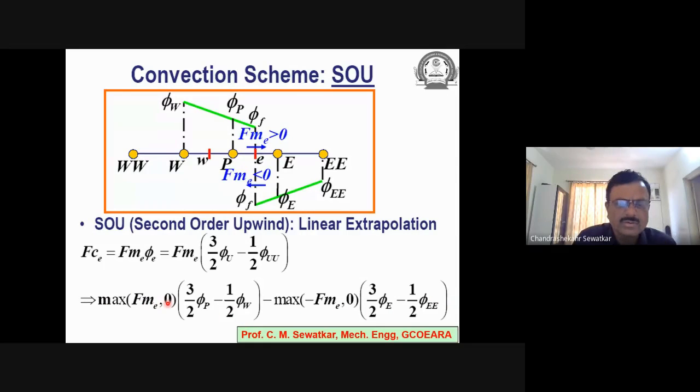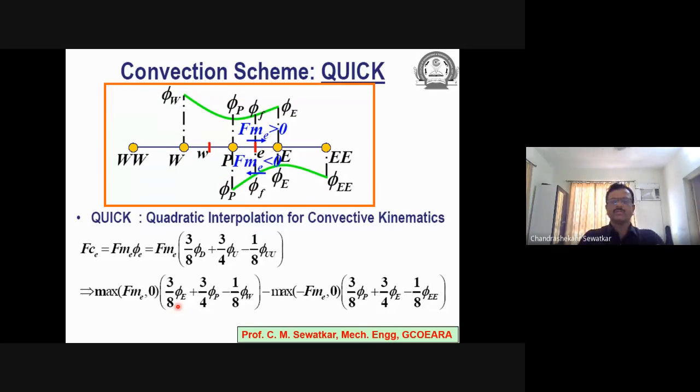Maximum of FME, comma 0. When the flow is occurring in positive x direction, this term will be retained. When the flow is occurring in negative x direction, this term will be retained and this term will be omitted. The same thing we can do for QUICK convection scheme.